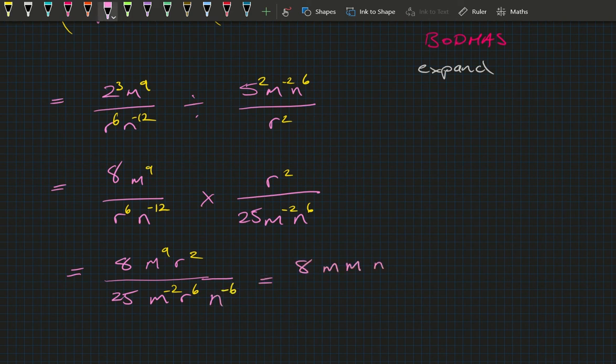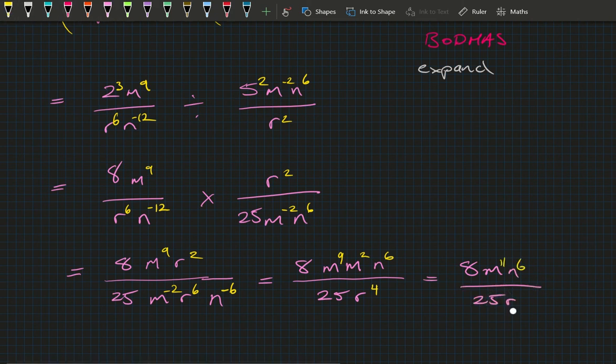And then I'm going to move the negative indices from the bottom to the top. And consolidating those two m's, I now get 8 times m to the 11 times n to the 6, all divided by 25 times r to the 4. And that's the final answer. I can't simplify that any further.